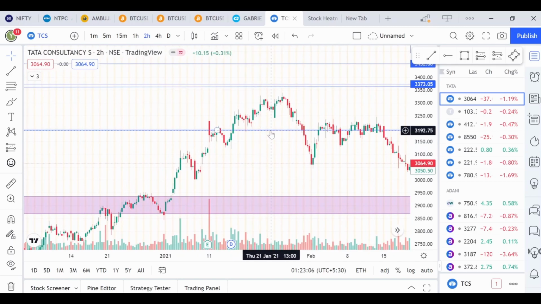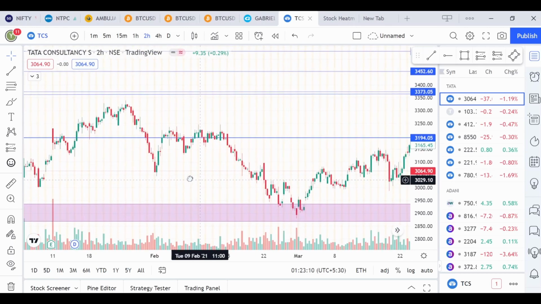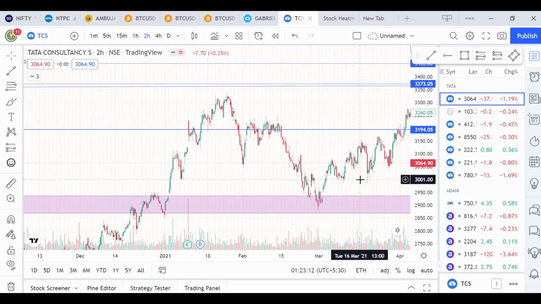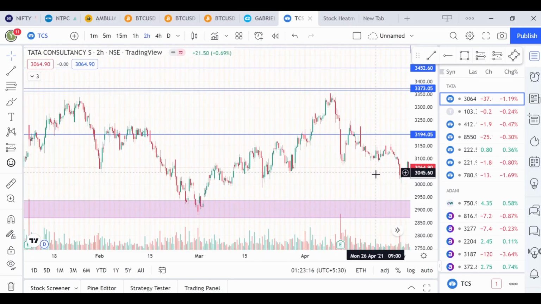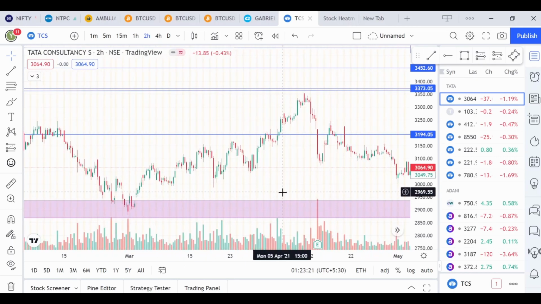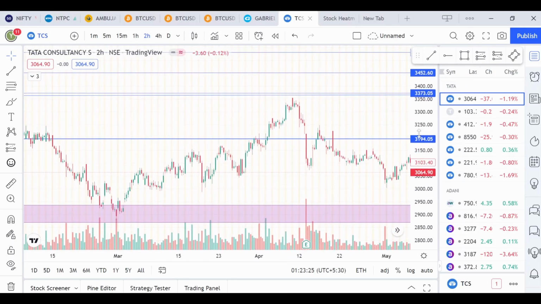Then this line will act as support. After that the price broke this support, and then again took support. This stock is always moving in a zone, so this was the best example of range breakouts. This stock always gives range breakouts either on the upside or on the downside, as you can see.